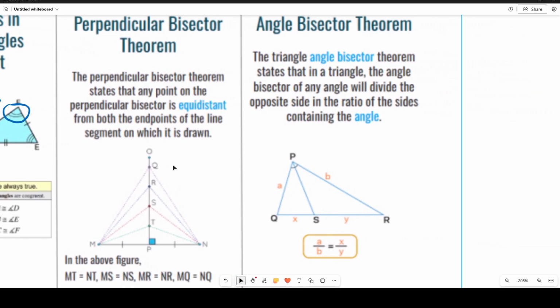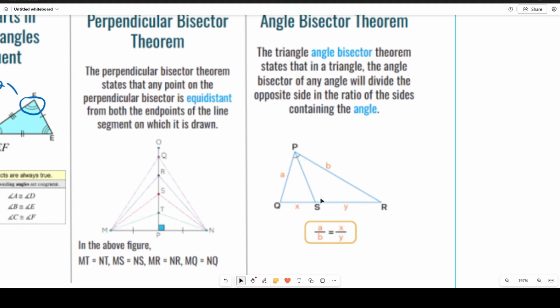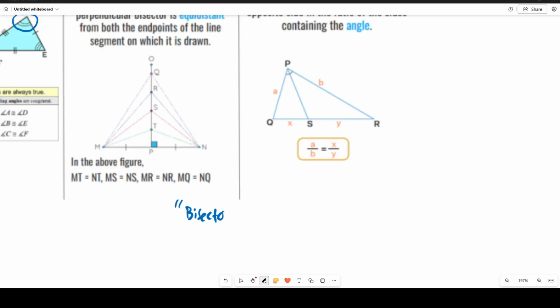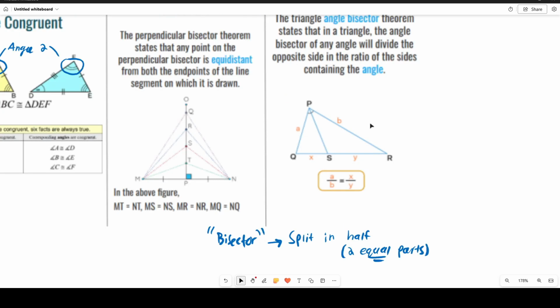The perpendicular bisector and angle bisector just means whenever we have the word bisector, that means we split in half. And half, of course, means two equal parts. And that's the first page done.